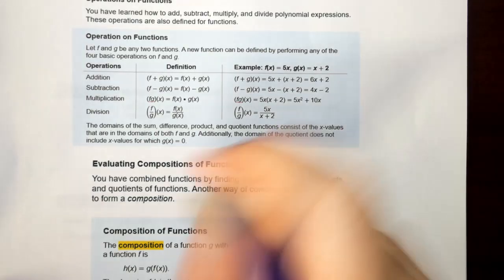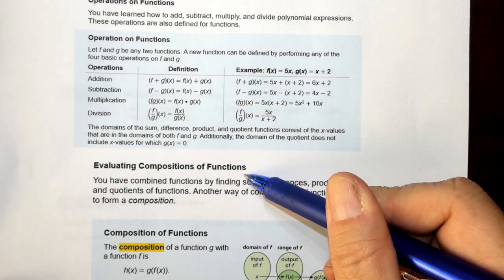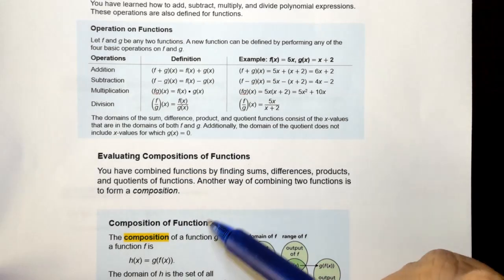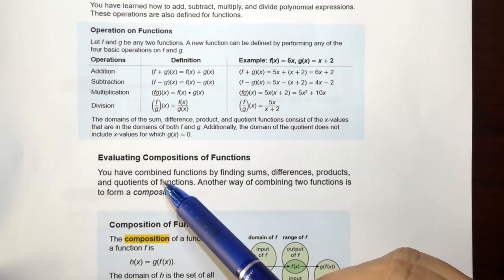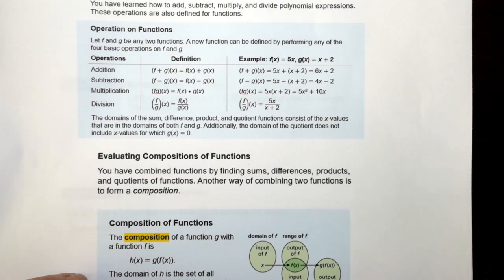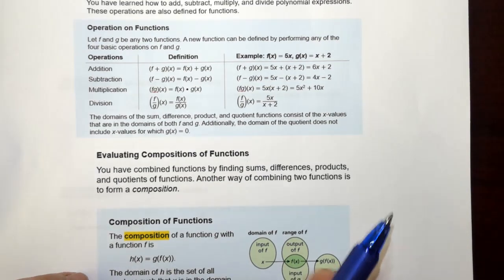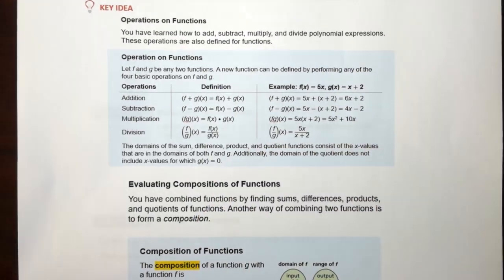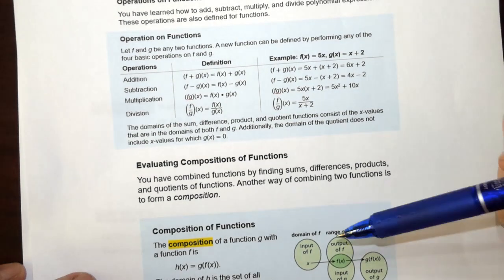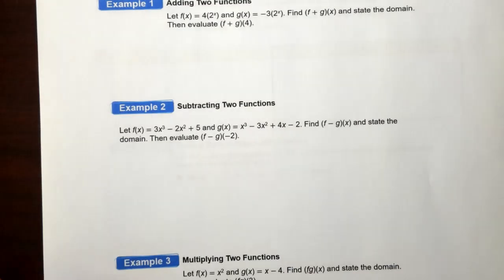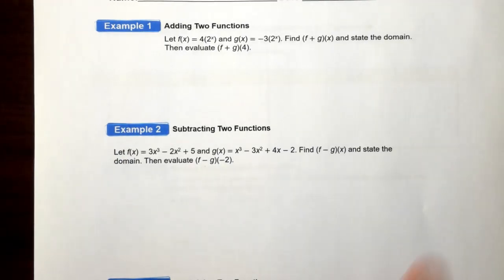I'm going to skip this evaluating because this goes with the next part. You have combined functions by finding sums, difference, products, and quotients of functions. Another way of combining two functions is to form a composition. That's what we're going to do in lesson 7. So she put these, I didn't make this one, she put them on the same page, but that's okay. So we'll come back to this one when we get to these parts. All right, so let's just dive into adding two functions.